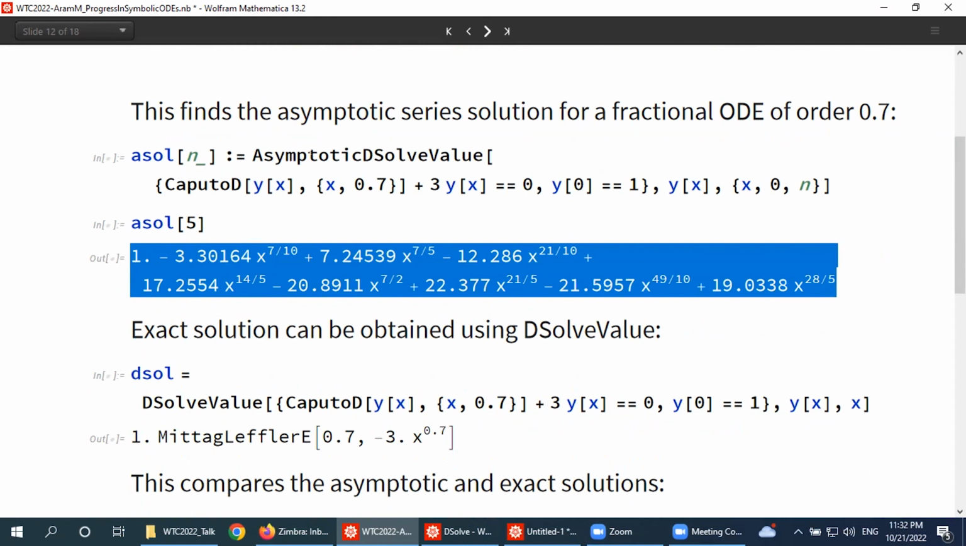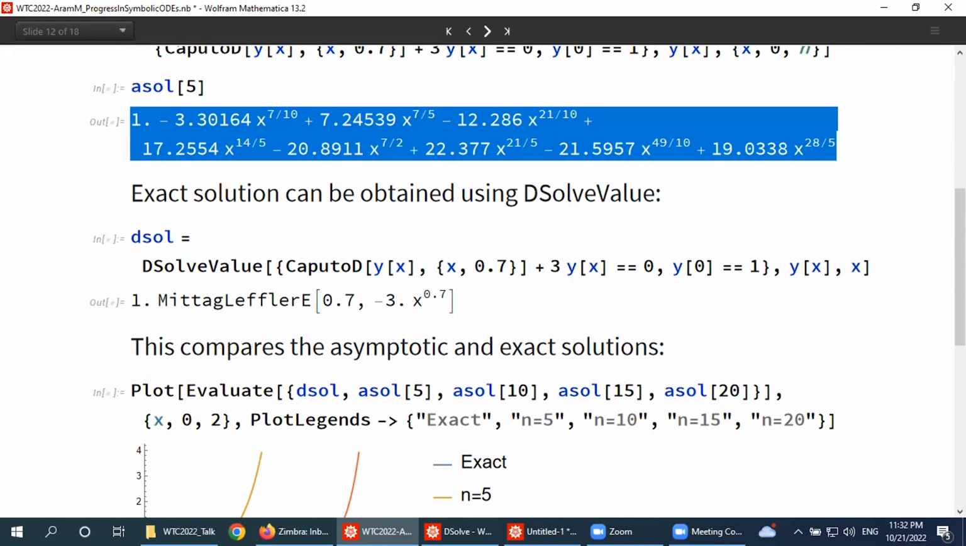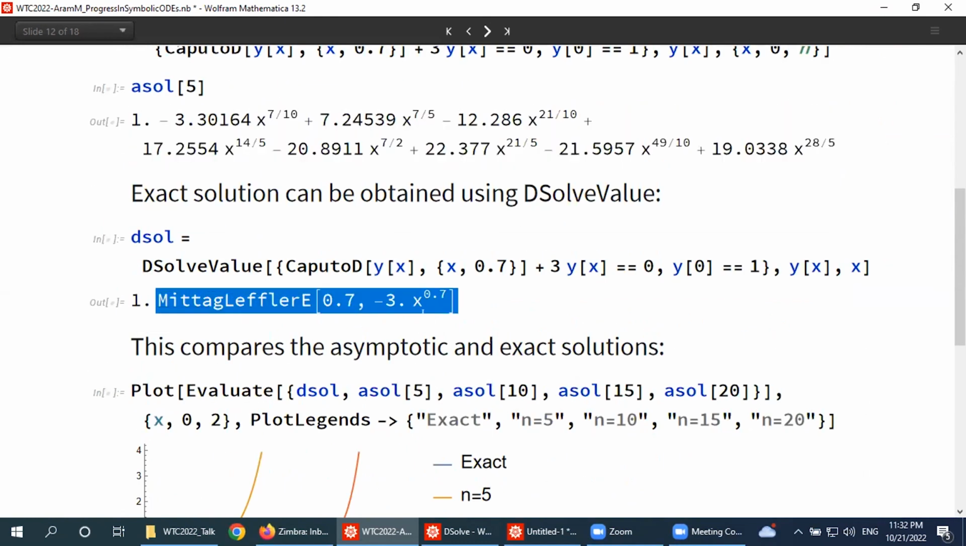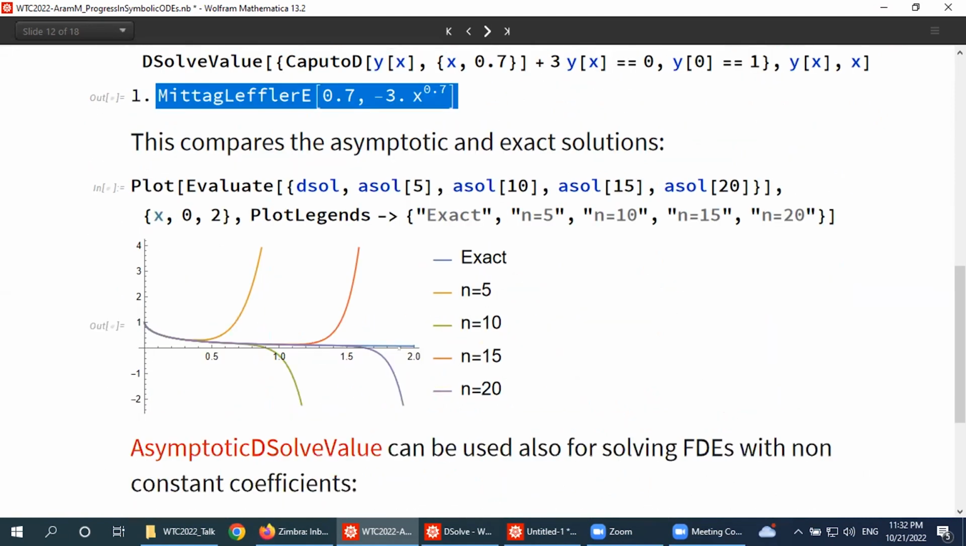And since this equation is with constant coefficients, we can also solve it exactly using DSolve or DSolveValue. So this is the exact solution expressed by Mittag-Leffler function. And we can compare the asymptotic solutions for different approximation orders with the exact solution. Here is the comparison. This blue line here is the exact solution, and other curves demonstrate asymptotic series solutions for different approximation orders, 5, 10, 15, 20, etc.